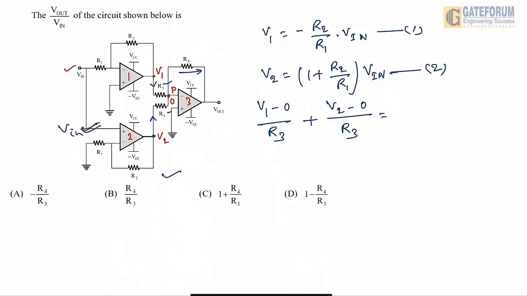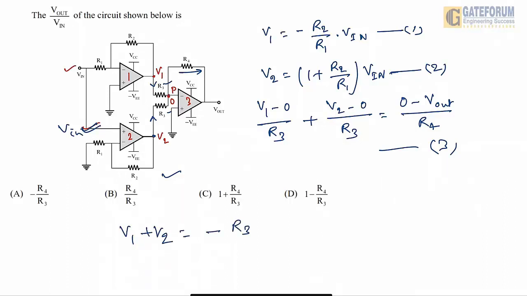So here we can write (0 minus Vout) divided by R4. Let's say this is equation number 3, and from here we get V1 plus V2 is equal to minus R3 divided by R4 into Vout, and let's say this is equation number 4.